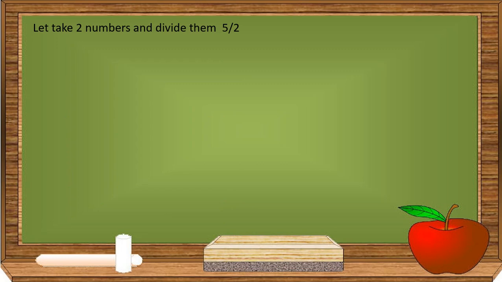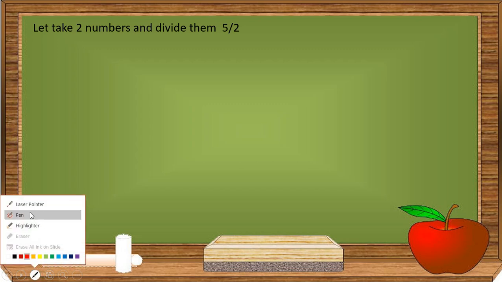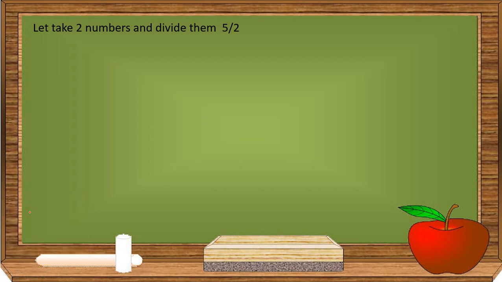Let us take two numbers and divide them. For example, 5 upon 2. Now if we have to divide 5 by 2, what process do we follow? 2 2s are 4 and 5 minus 4 becomes 1. So when 5 is divided by 2, we get remainder 1.